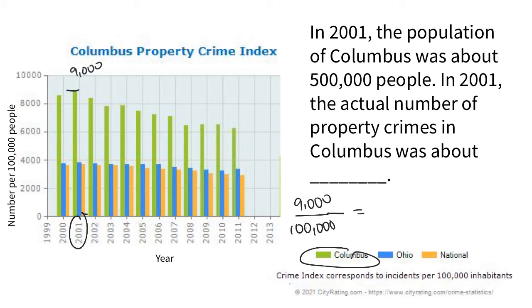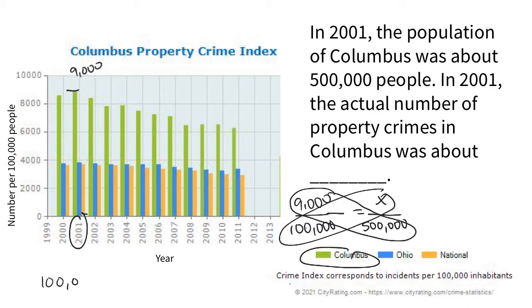And I want to know the actual number of crimes. My actual number of crimes goes up top, and I know that there were actually 500,000 people. Just like I've done before, I'm going to cross multiply, and I'm going to get 100,000x equals, and in my calculator, I'm going to do 9,000 times 500,000.